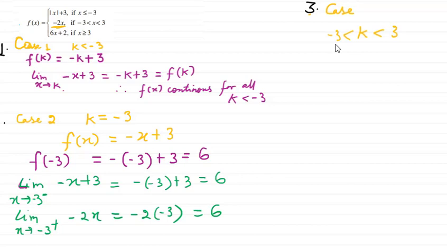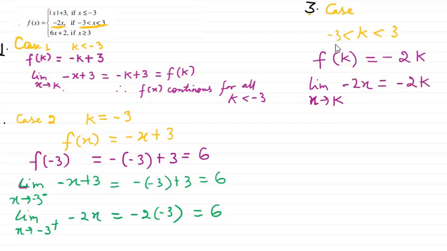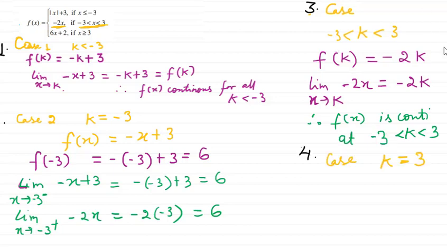So you can see only the minus 2x function is there, which is valid for the values between minus 3 and 3. So f(k) will be how much? f(k) will be minus 2k, okay, and your limit as x tends to k will also be minus 2k. So both are the same. So what will you write here? Therefore, f(x) is continuous at k between minus 3 and 3.